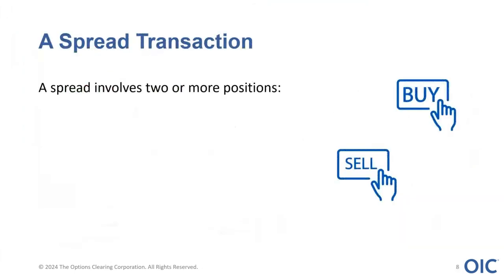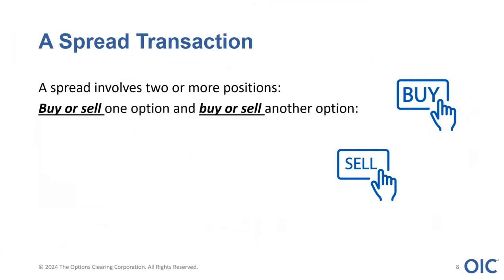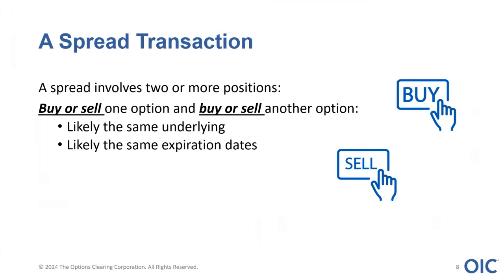So let's talk a little bit more specifically about a spread transaction. Spreads involve two or more positions, generally one versus the other. It's usually one buy or sell of an option and another buy or sale of another option. Generally speaking, you're going to be doing this on the same underlying most of the time. When people start, especially when they start kind of dipping their toe in the proverbial water of spread trading, you're likely to be starting with the same underlying and generally with the same expiration date. Now, spreads can obviously have different expiration dates as well, but those are called time spreads. We're not going to talk about those today.